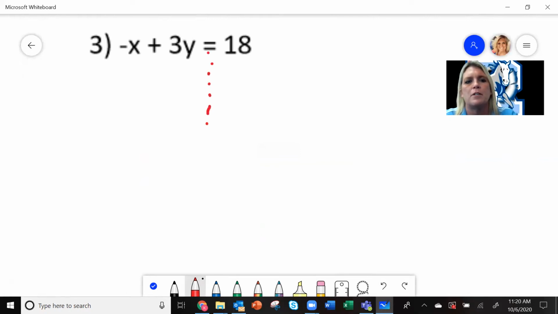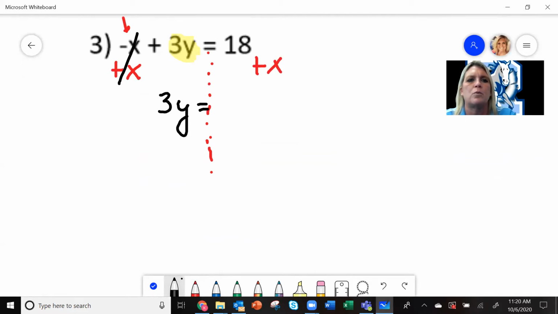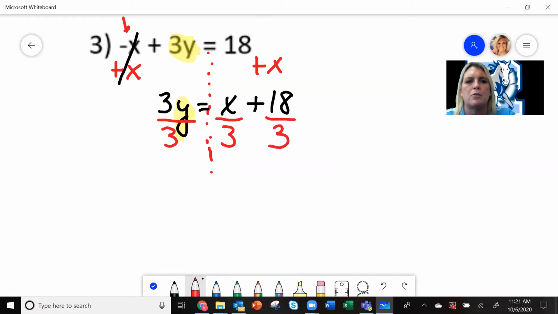At the equal sign, I'm going to do a dotted line. I need to get the y by itself. So I have a negative x. The inverse is a positive x, so I'm going to add x to each side. These cancel. I get 3y equals x plus 18. Well, I still am trying to get y by itself, so what do I need to do? It says 3 times y, the opposite of times is divide, so I'm going to divide everything by 3.